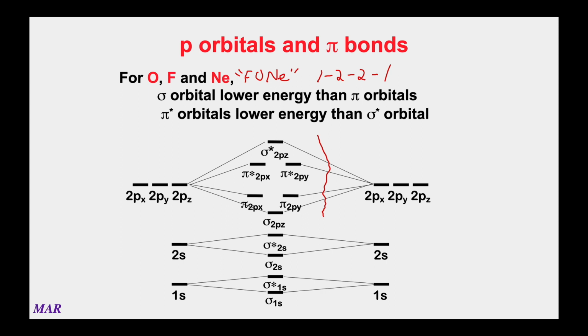In the last picture, the pi's were lower than the sigma, so it was the 2 pi's followed by the 1 sigma, then the 2 pi star and the 1 sigma star. That's why it was the 2-1-2-1. This one is a 1-2-2-1. The sigma is first, the 1 sigma, followed by the 2 pi's, then the 2 pi stars, then the 1 sigma star. So these types of interactions, which are for O2 and F2 and Ne2, which is possible, you want to use the 1-2-2-1 configuration instead of the 2-1-2-1. The bonding orbitals are trading places, but the anti-bonding orbitals stay in the same spots. It's only the bonding ones that make a difference here.